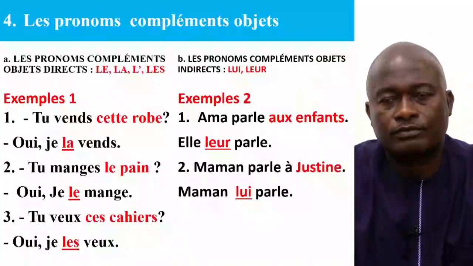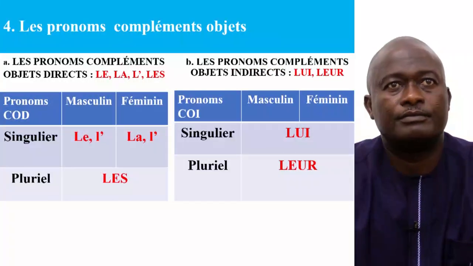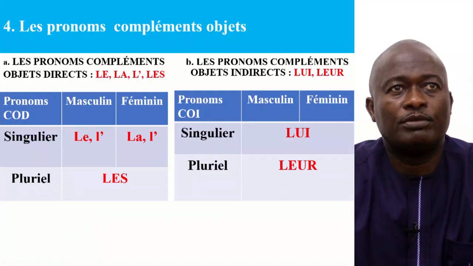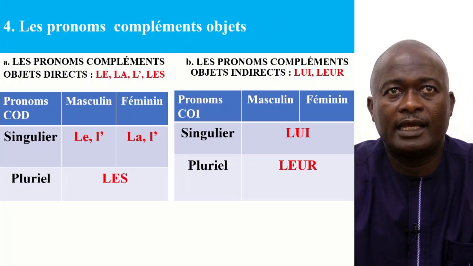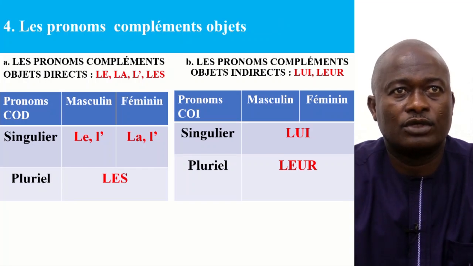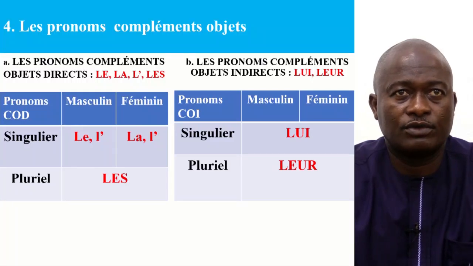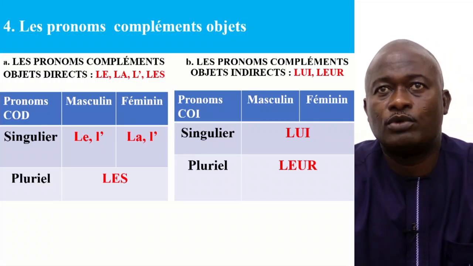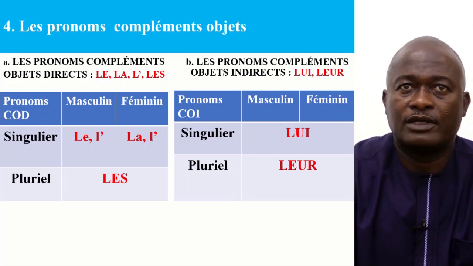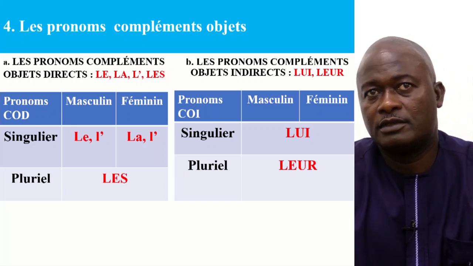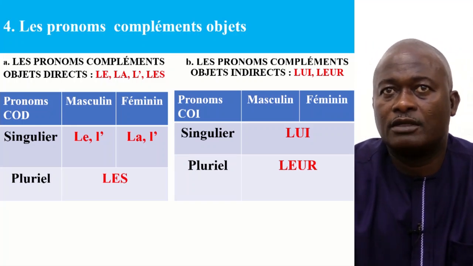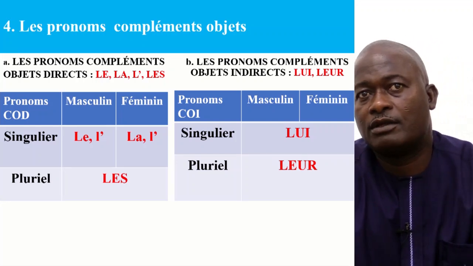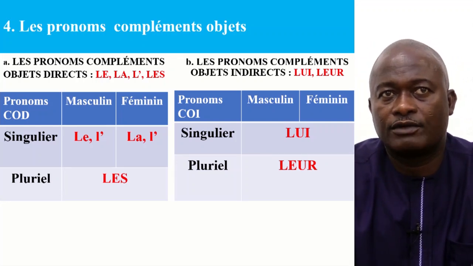Okay. So now let's do a recap. Les pronoms complément objet direct. On a le, la, l'apostrophe et les. Donc le ou l'apostrophe pour masculin singulier, la, l'apostrophe féminin singulier et le pluriel c'est les. Les pronoms complément objet indirect, on a lui et leur. For masculine and feminine singular, we have lui. And also for masculine and feminine plural, we have leur. So this is the recap.